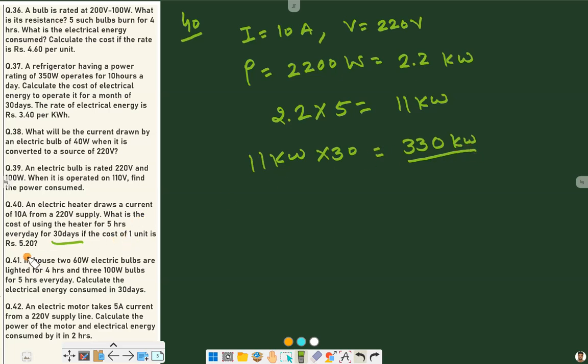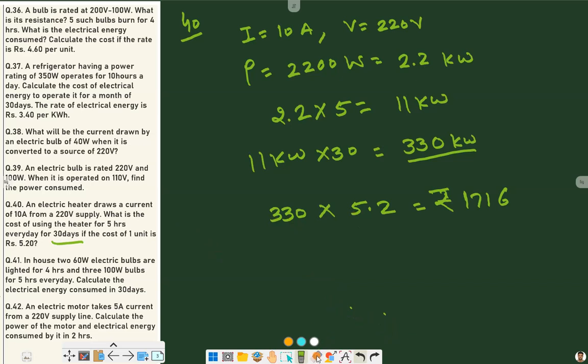And for 1 unit we have 5 rupees and 20 paise, and for 330 units the cost will be this. So we can calculate 330 multiply 5.2. The answer is 1716 rupees. 1716 rupees will be the answer.